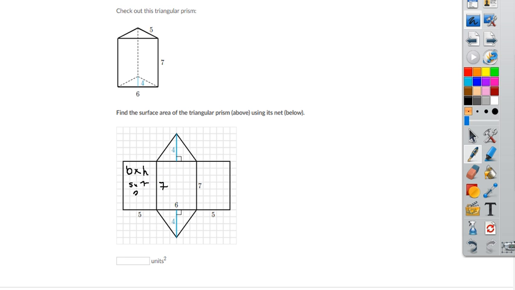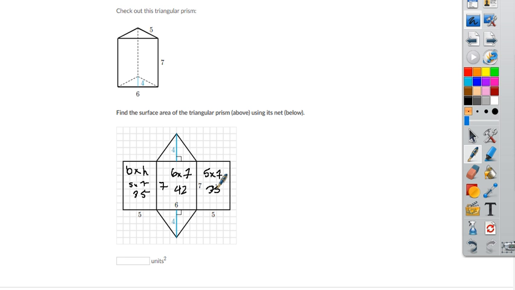and so that's just 35. I do the same thing for this rectangle here. I know that this is 6 and this is 7, so 6 times 7 is just 42. And then I look at this rectangle right here. I know this is 5 and this is 7, so 5 times 7 is 35.